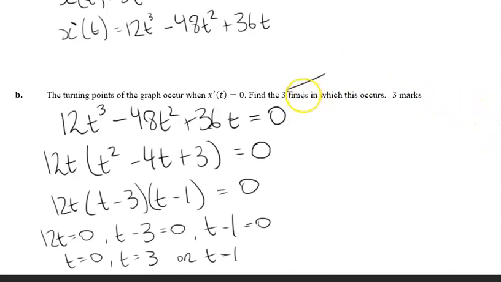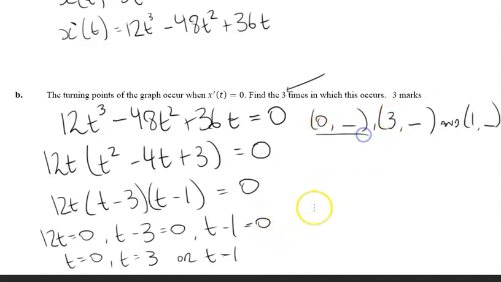Now, it's asking for the 3 times. If it asks for the 3 coordinates, then you would substitute 0, 3, and 1 into the original equation to get the associated coordinates: 0, something else, 3, something else, and 1, something else. But it's not asking for that. It's not asking for the coordinates, so you can just leave it as 0, 3, and 1, and you will get 1 mark for each one. A lot of students just gave me 0 as one of them, which you still get a mark for, but 3 and 1 the other ones.